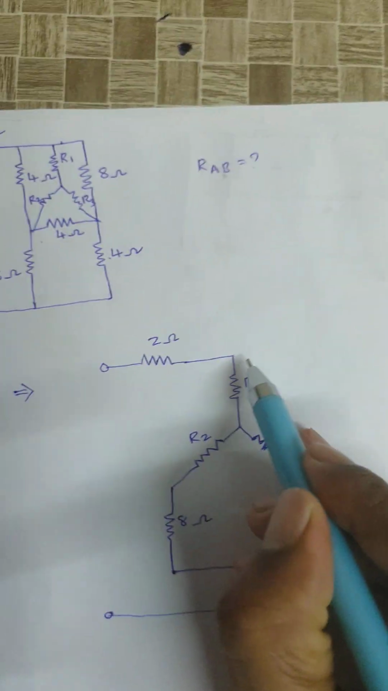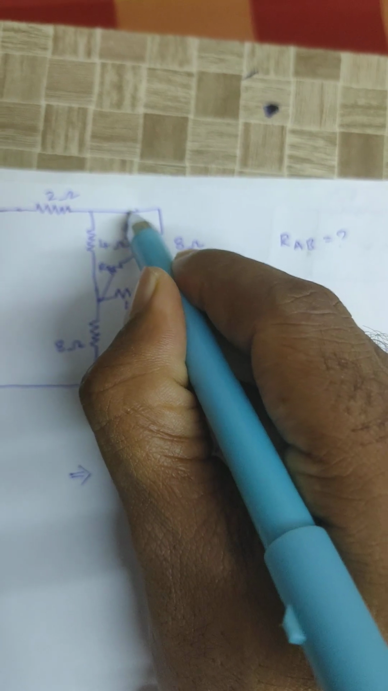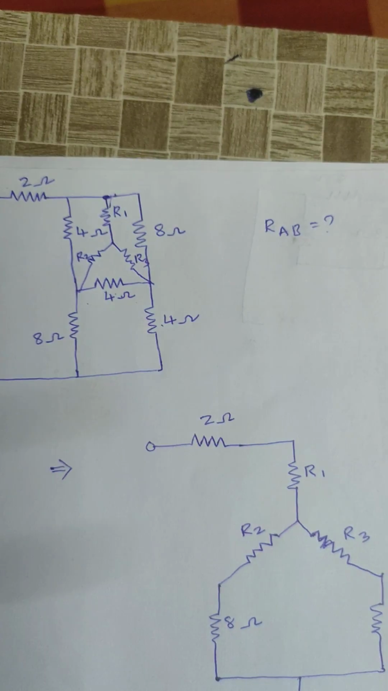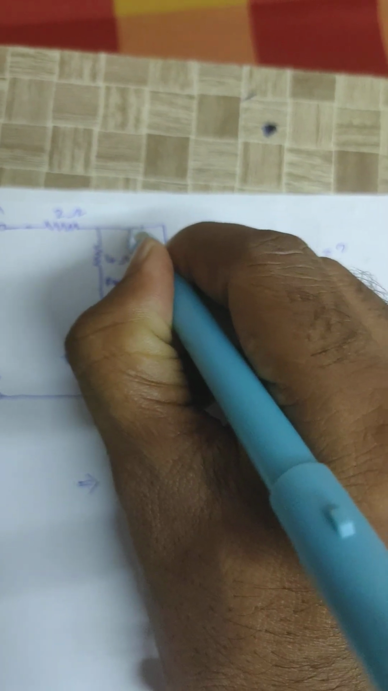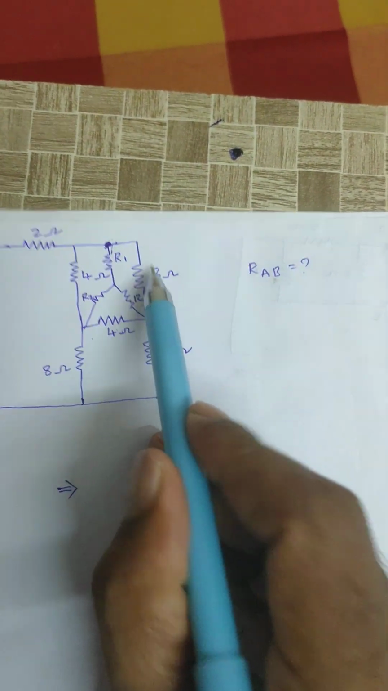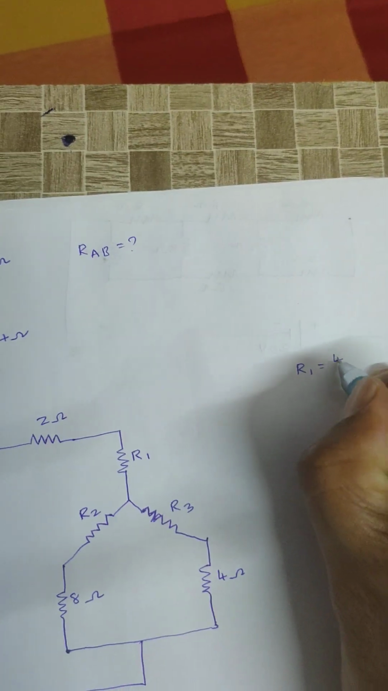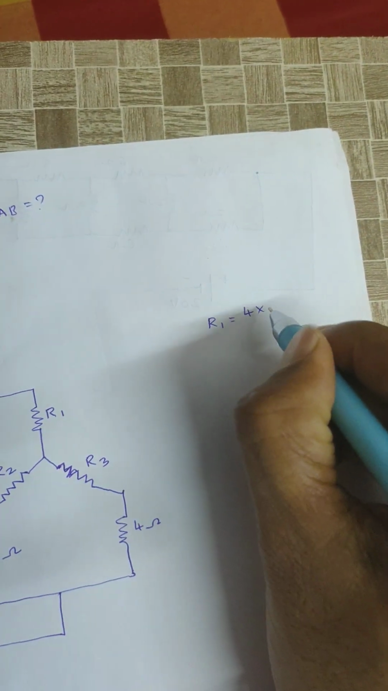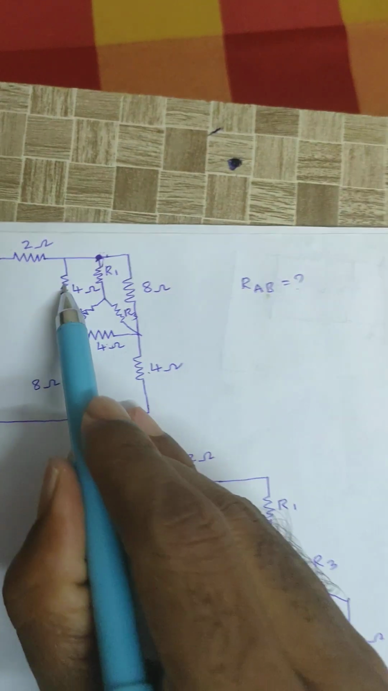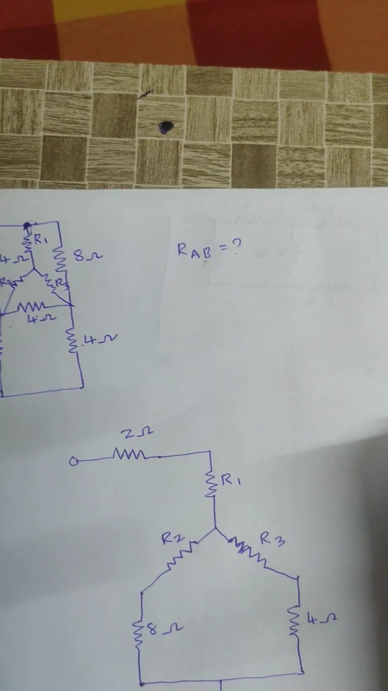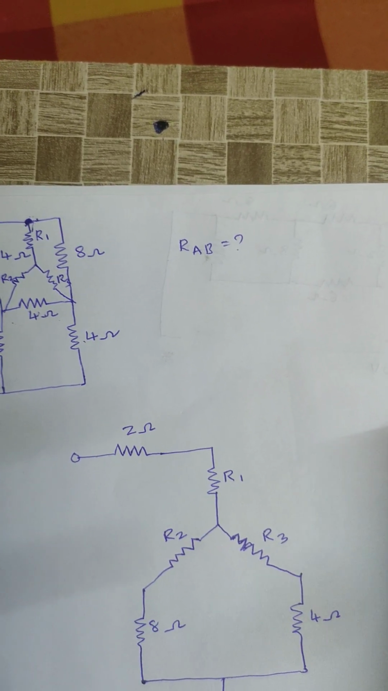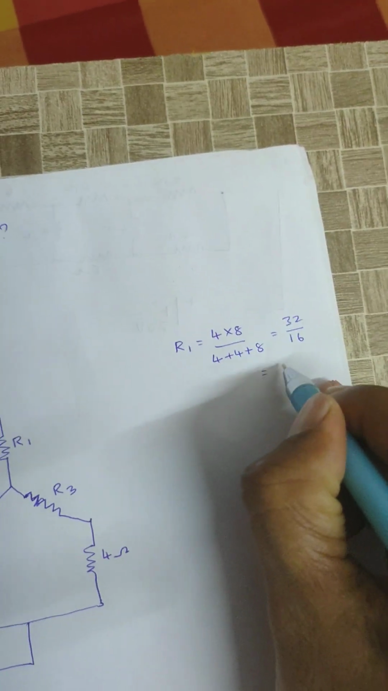Here R1, delta to star, right? At this junction, what are the elements touching? 4 and 8. That is the product of those two resistors, 4 into 8, by the sum of the delta connected elements, 4 plus 8 plus 4. That is 32 by 16. R1 value will be 2 ohms.